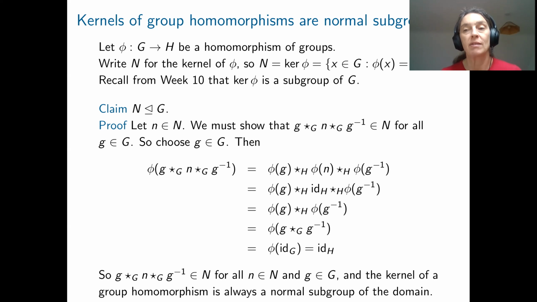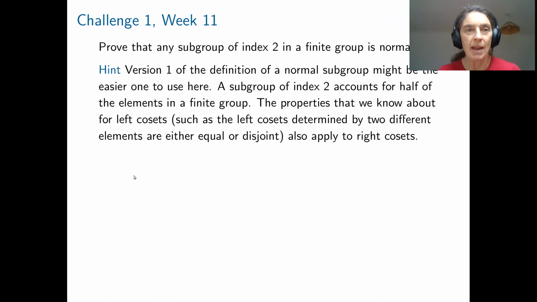But basically what it allows us to do is construct a group whose elements are the cosets of the normal subgroup in the whole group that we started with. And that gadget is called a quotient group. So that would be the content of the next item. The challenge, meanwhile, for this first part of week 11 is to prove that assertion from earlier on, that any subgroup of index 2 in a finite group is normal.